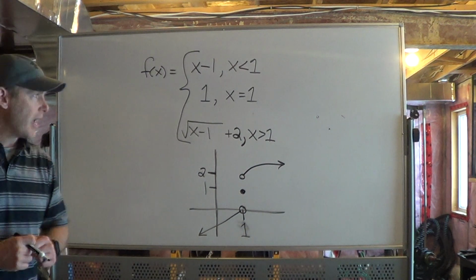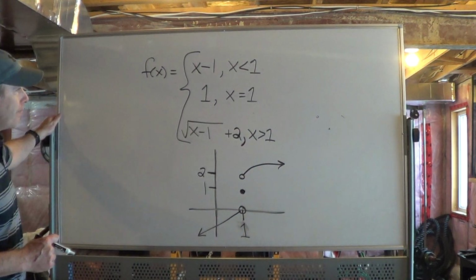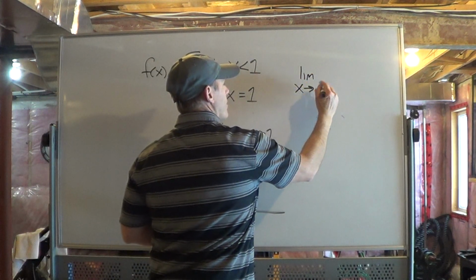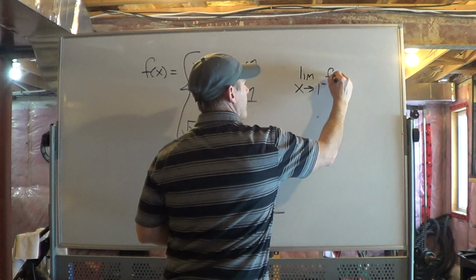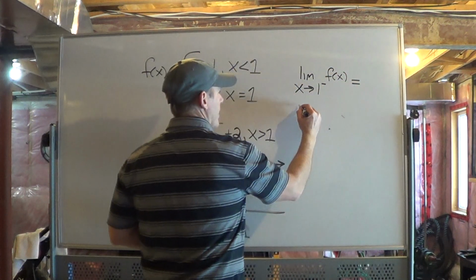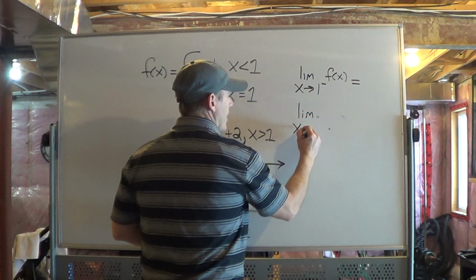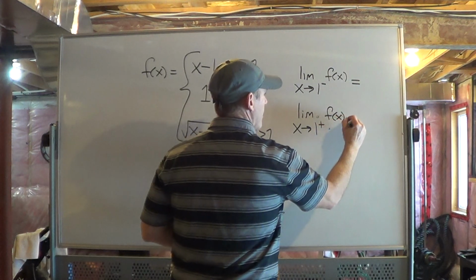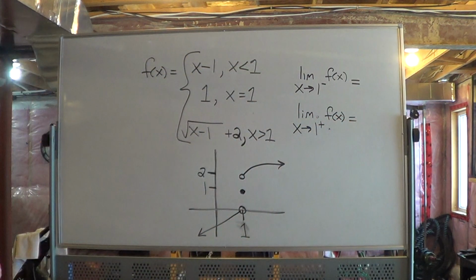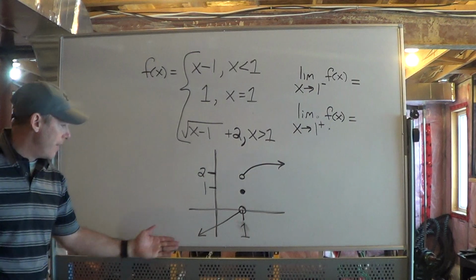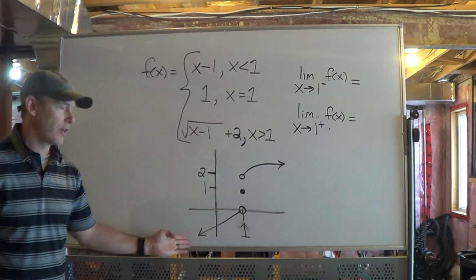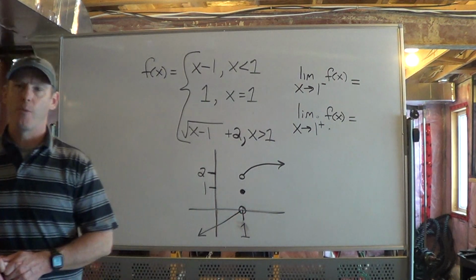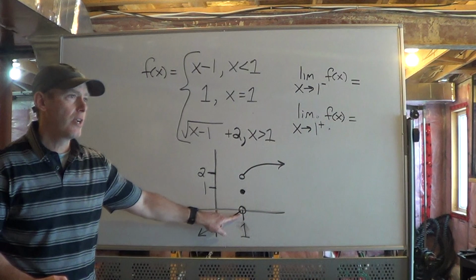Now, when I'm finding my limits, we're looking at the limit as x approaches 1 from the left-hand side, and the limit as x approaches 1 from the right-hand side. Here's how that works. As we approach 1 from the left-hand side, here's our line down here. We approach it, and we approach it. We don't have to be on it, but we are approaching it, and it's down here at 0.